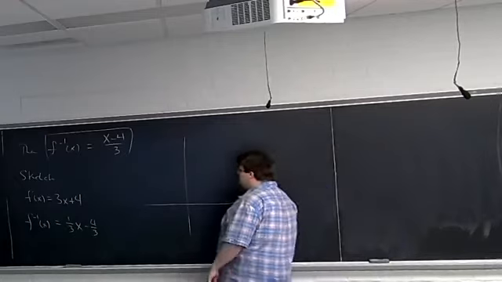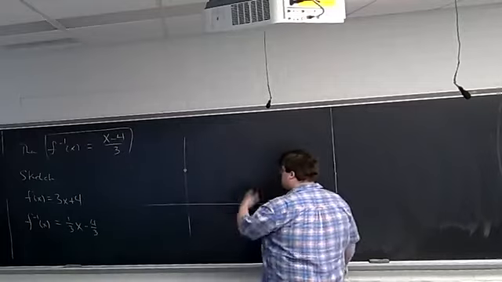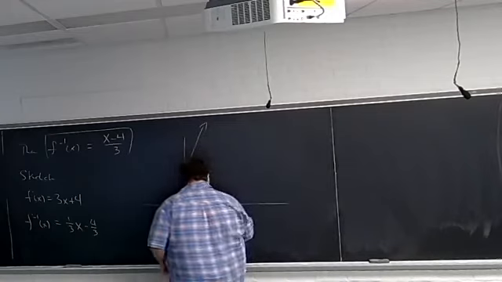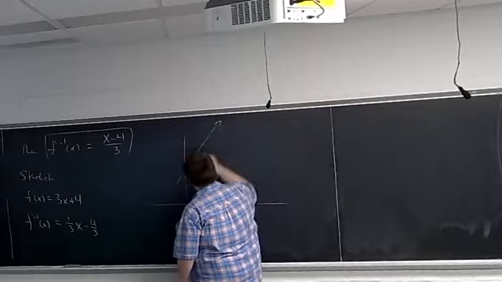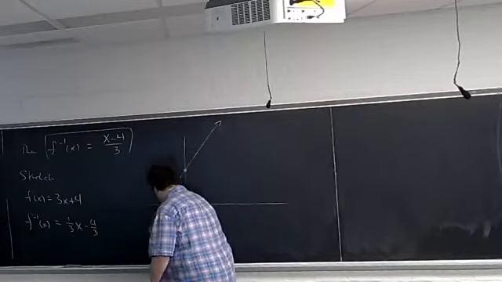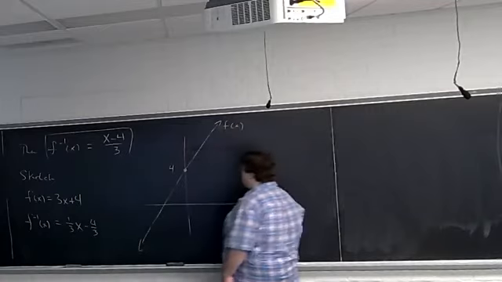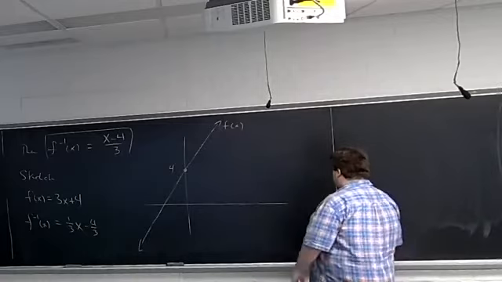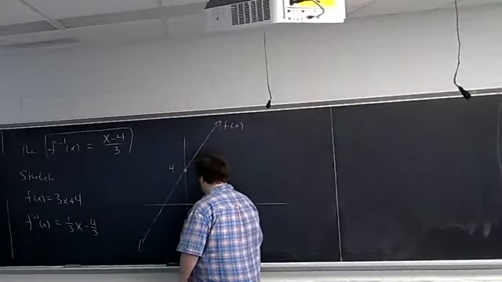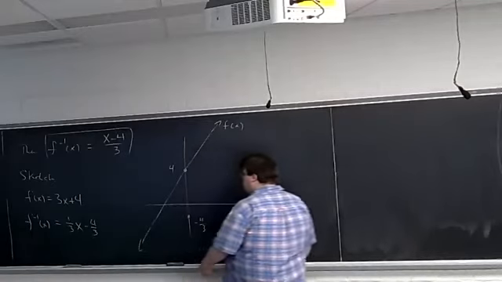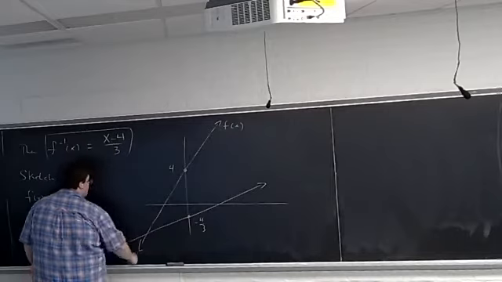Let's start with f. Y-intercept of 4, that's somewhere up here. Slope of 3, so it's pretty steep. That's probably more than 3. That's steep. Let's make that. So right here, y-intercept of 4, we have f of x. And it's a rough sketch. The other one, f inverse, y-intercept negative 4 thirds, that's somewhere down here. Slope of 1 third, so it's not very steep. So it could look something like that.